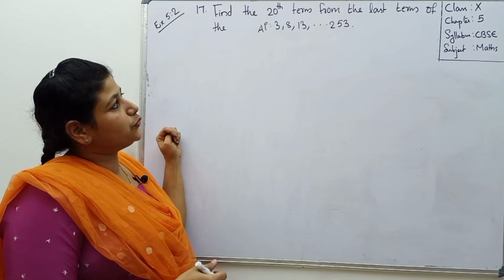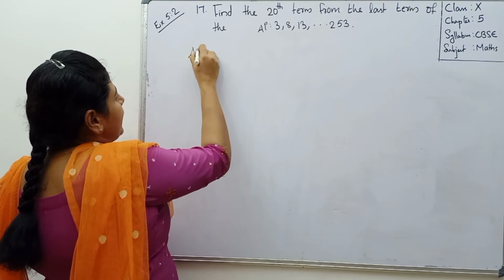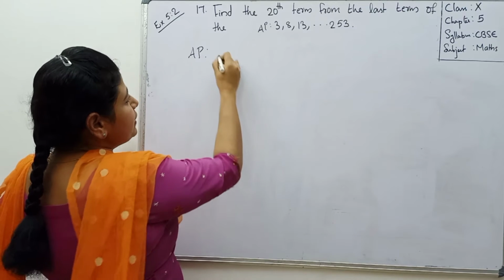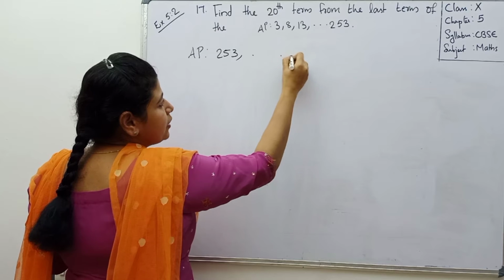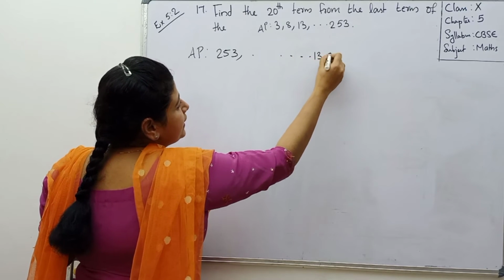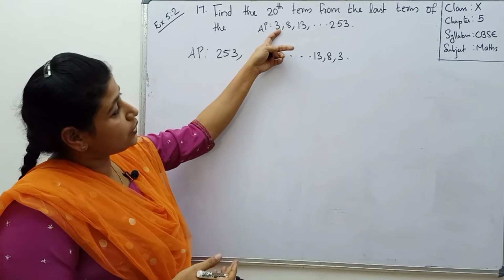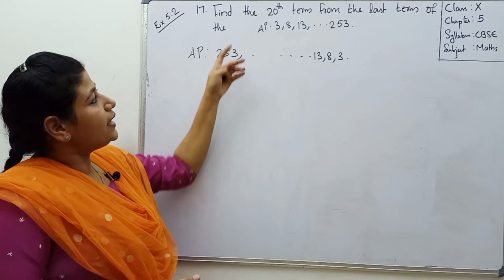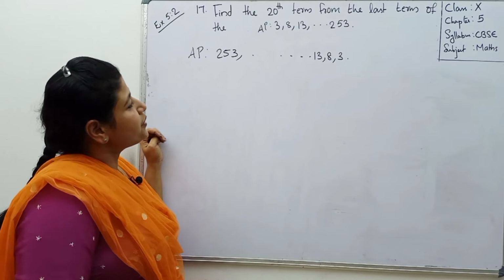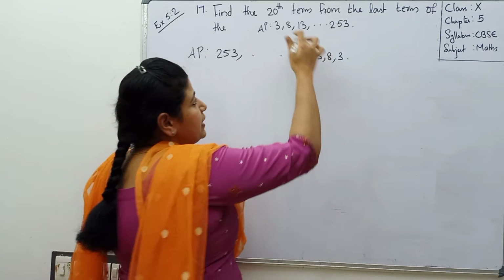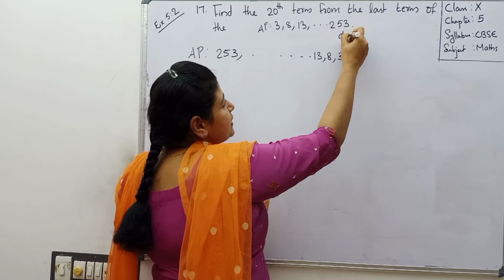So what we have to do first is rearrange this AP. We need an AP in which the first term is 253. What about the second term? And the last term in the sequence is 13, 8 and 3, so the last term is 3. So we are changing this AP into this form. Now we can find the 20th term. So it starts at 253. We know the common difference of this sequence: 3 plus the common difference is 5.